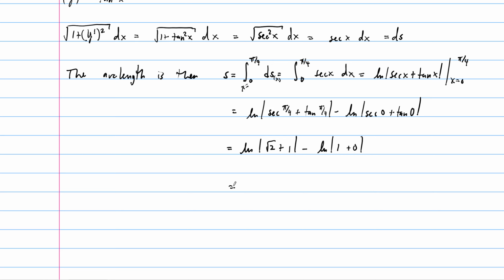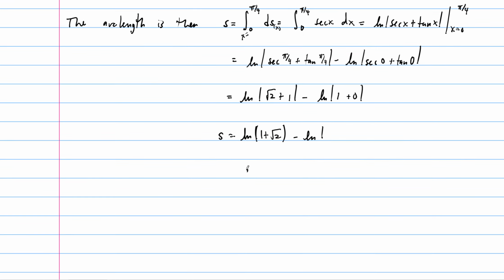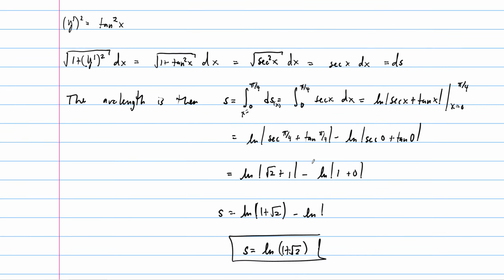So this arc length is equal to the natural log of 1 plus root 2. I'll just change that. And obviously these are positive numbers, so we don't need those bars anymore. Minus the natural log of 1, but the natural log of 1 is 0, right? And so here we have the natural log of 1 plus root 2. And that's our answer.